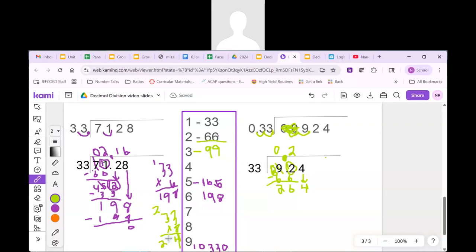2, oh, yay, yay, yay! So I'm going to put an 8 because it's going to give me exactly 264. When I multiply it out, which means when I subtract, I'm going to get 0, which means I am done.